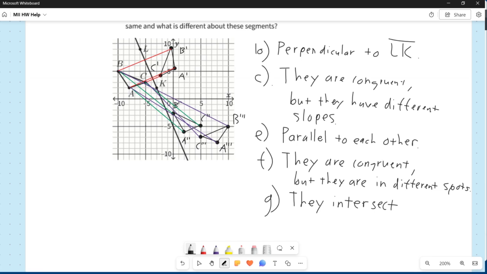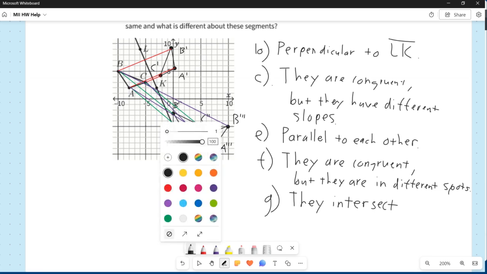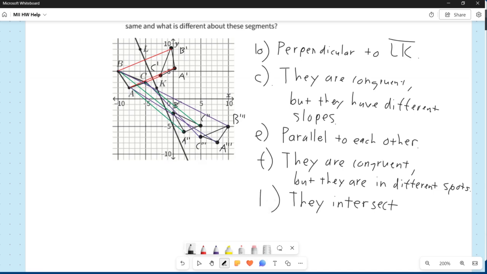And then finally for part I, compare the sides of my original triangle to the sides of my latest triangle with the 3 primes. What is the same and what is different about these segments? Well, similarly to part C, I'm noticing that, this was not G, this was H. So that's H, and now we're answering part I.